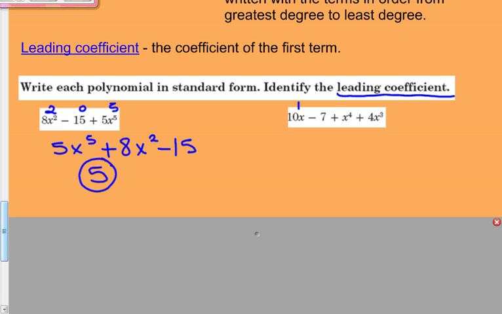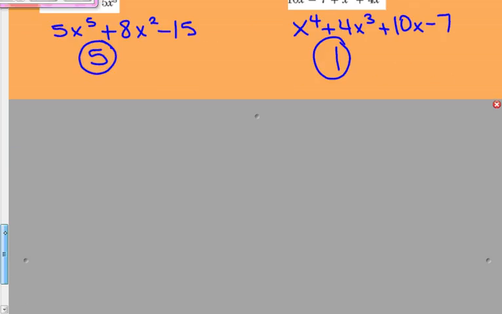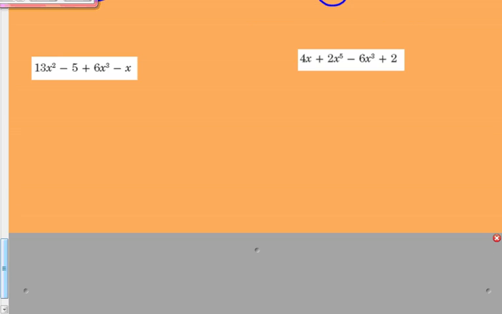Next problem. We've got a degree of 1, a degree of 0, a degree of 4, a degree of 3. Largest degree is our x to the 4th. So we start there, and it's a positive. Then we're going to have positive 4x cubed as our next degree, and then a positive 10x, and then the negative 7 at the end. So I rewrote it in standard form. My leading coefficient this time is an understood 1. There you go. There's your 2 answers. We're going to do a couple more, and that's going to be the end of this lesson.